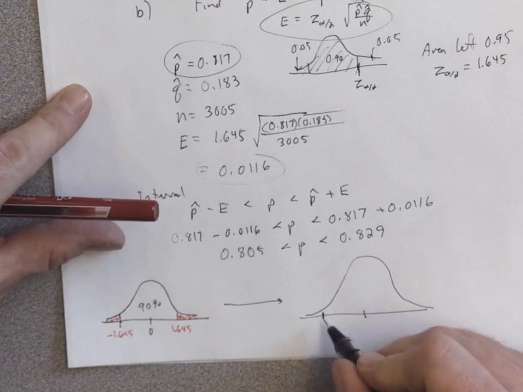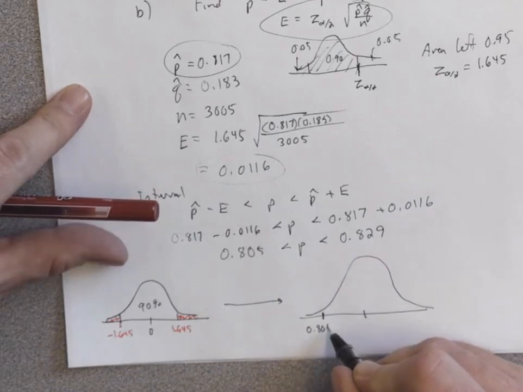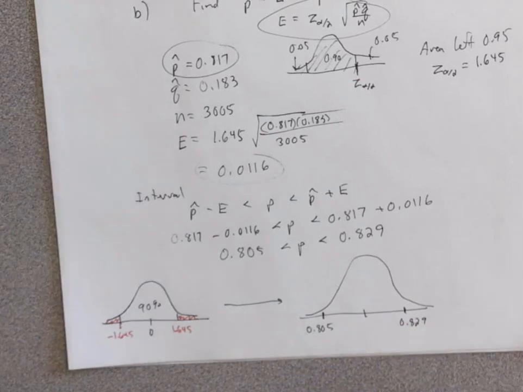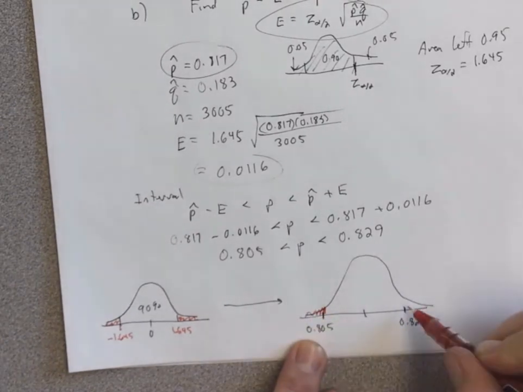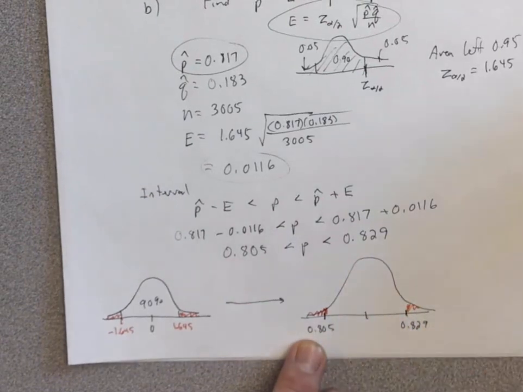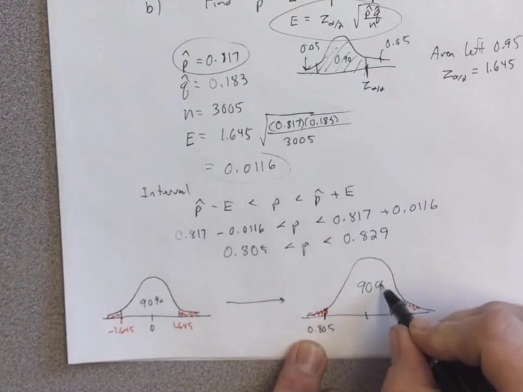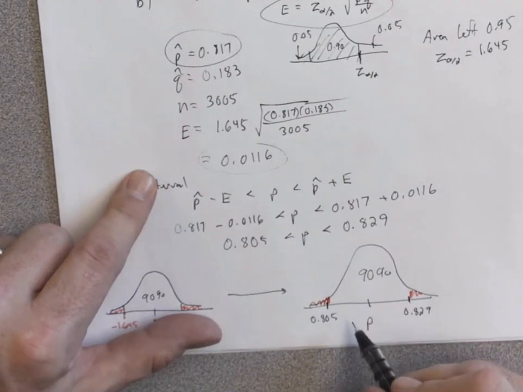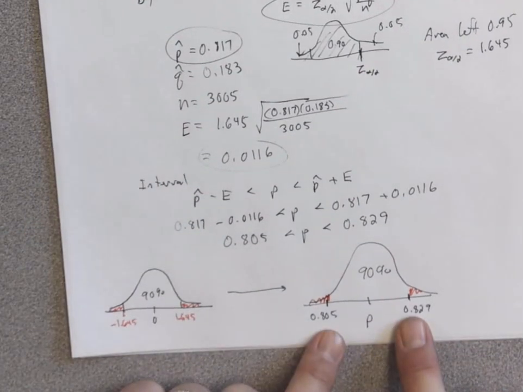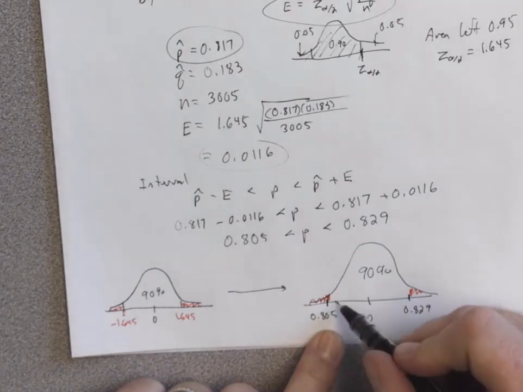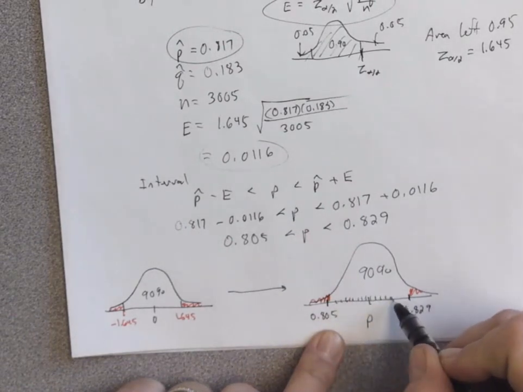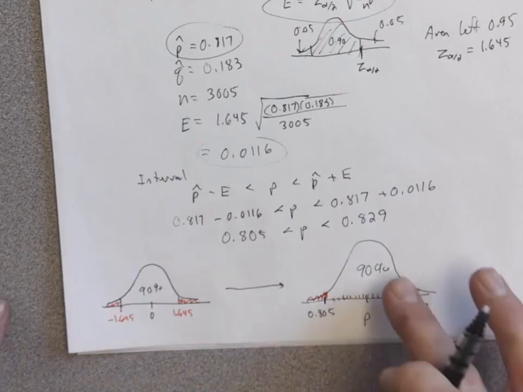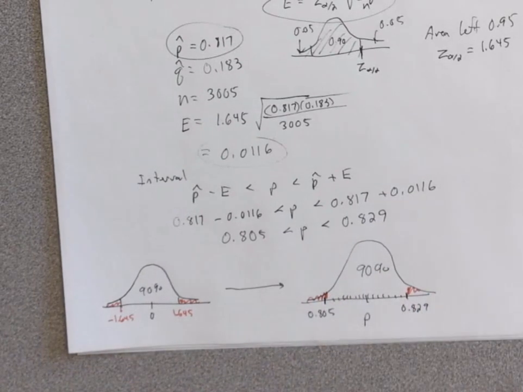But what we know is that this number here is 0.805, and this number right here is 0.829, and that these tails are equal. That this is still 90% in the middle. And what I know is the actual p lives somewhere between these two numbers. It's not going to live directly in the middle. It could be any one of these numbers. Is that clear? All I know is that 90% of the time, it's going to live in between these numbers.